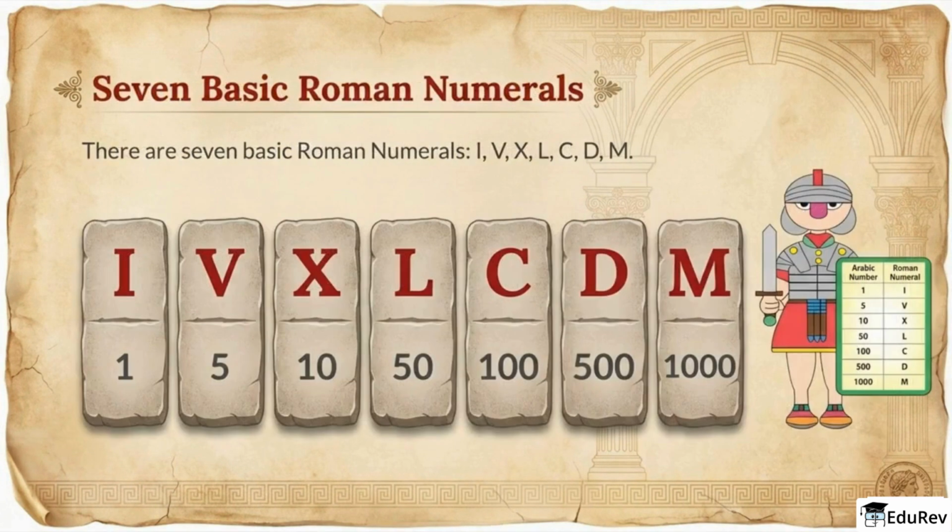There are 7 basic Roman symbols you should remember: I, V, X, L, C, D, and M. Each symbol has a fixed value. I is 1, V is 5, X is 10, L is 50, C is 100, D is 500, and M is 1000. And we combine them to form other numbers.